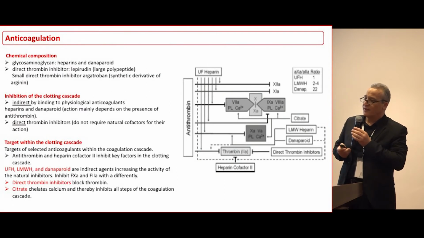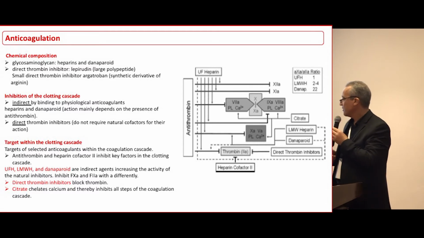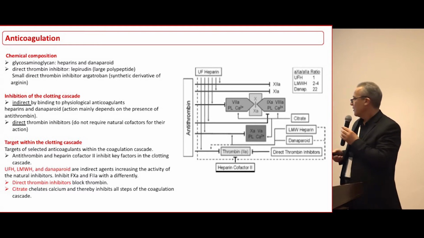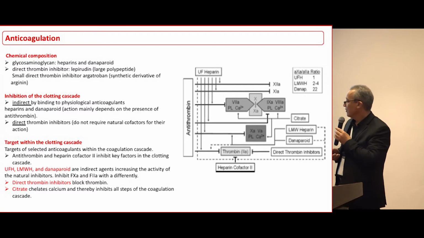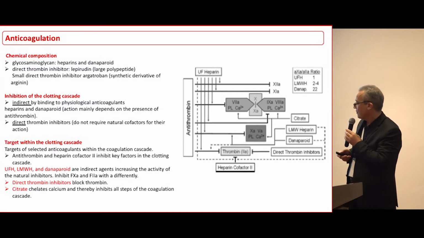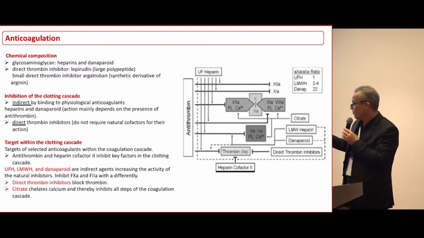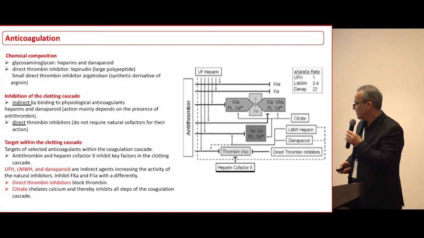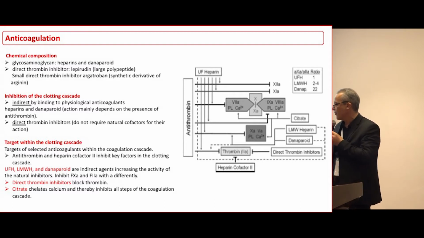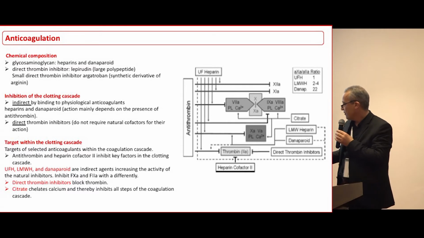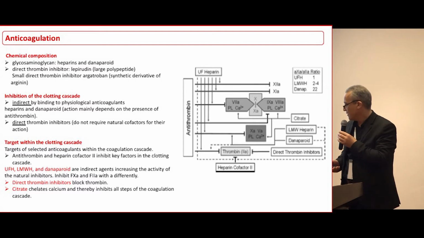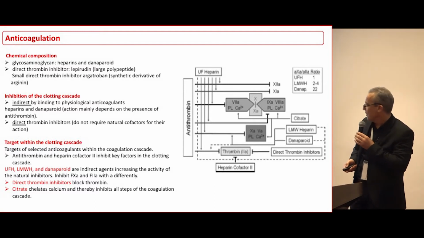To control this clot formation in hemodialysis, we use anticoagulation, and we can classify the anticoagulants depending on their chemical composition or their inhibition of the clotting cascade, directly or by the target within the clotting cascade, which is the more used. And we have the indirect agents increasing the activity of the natural inhibitors, such as heparin and heparinoids, and the direct thrombin inhibitors that block thrombin, and finally citrate that can also act as an anticoagulant in our patients.